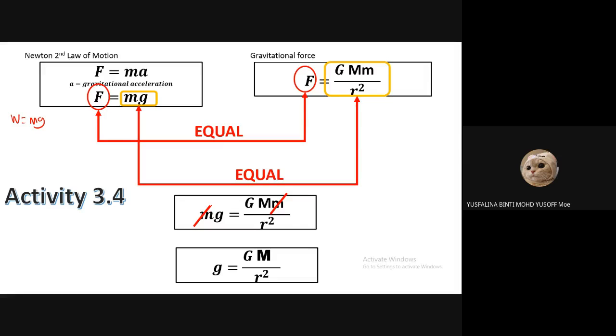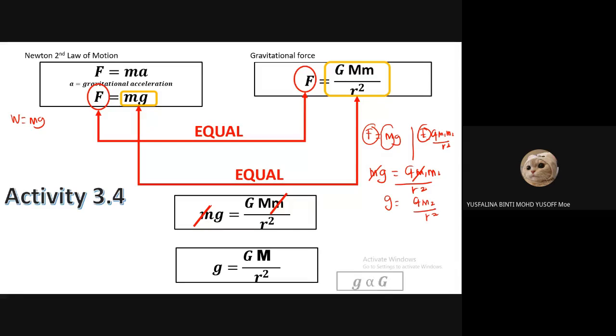Okay, so I explain again. F is actually equal to mg, right? And the other one that we already learned just now, F is G m1 m2 divided by r squared. So these two forces are equal, so I can take that mg is actually G m1 m2 per r squared. The mass here is the same object, so you can just cut, and it will be like this, GM2 over r squared.